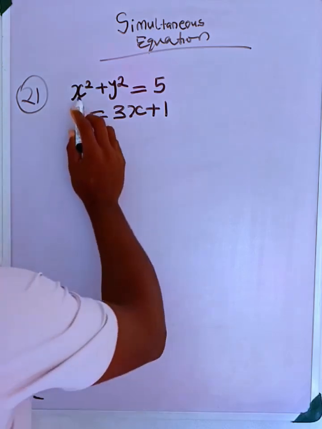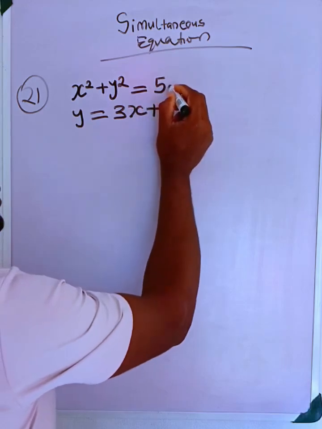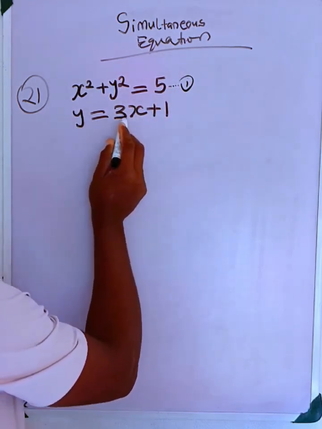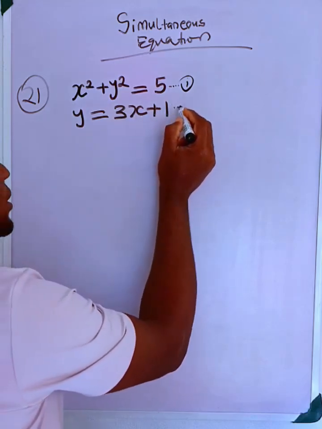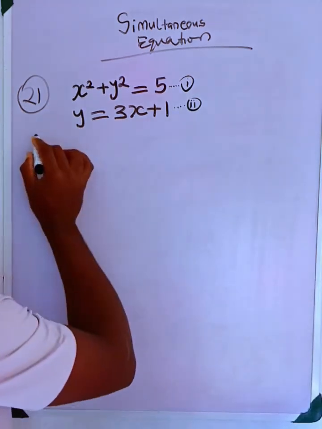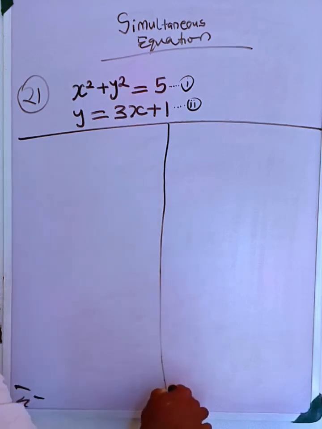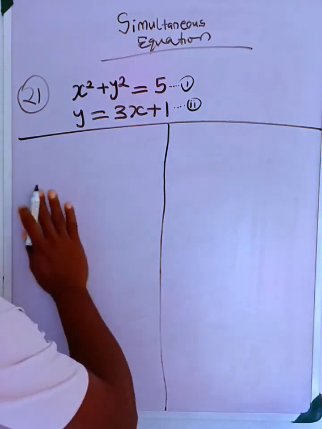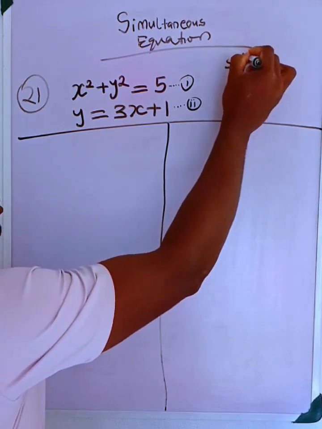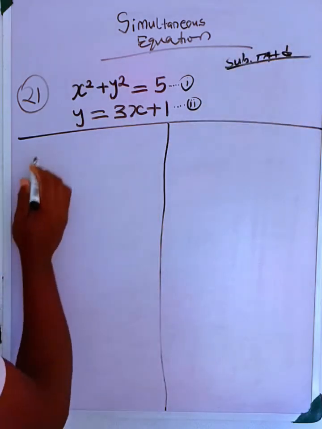All right, we have x squared plus y squared equals 5. This is equation 1. y equals 3x plus 1. This is equation 2. Are you following? Because we need space, let's divide this board. The first thing we are going to do is to rewrite the question. We are going to be solving this question using the substitution method.